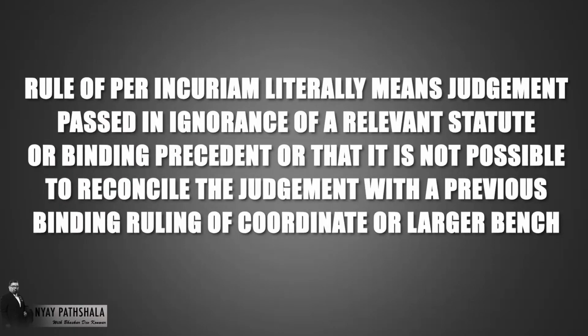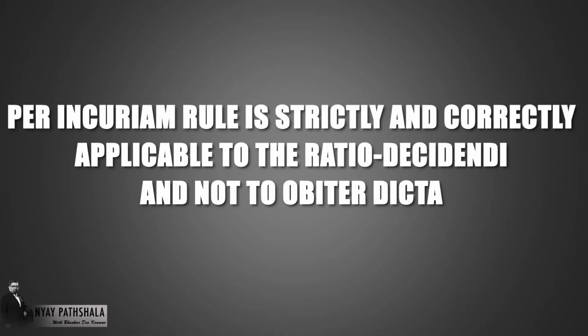This rule of per incuriam literally means a judgment passed in ignorance of a relevant statute or a binding precedent, or that it is not possible to reconcile the judgment with a previous binding rule of a coordinate or larger bench. And we must remember that the per incuriam rule is strictly and correctly applicable to the ratio decidendi and not to obiter dicta.